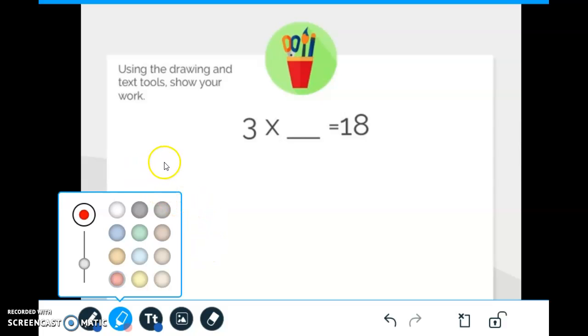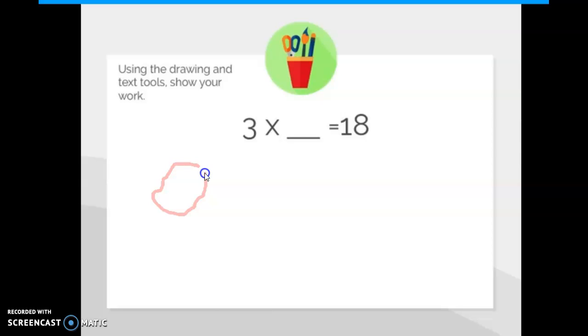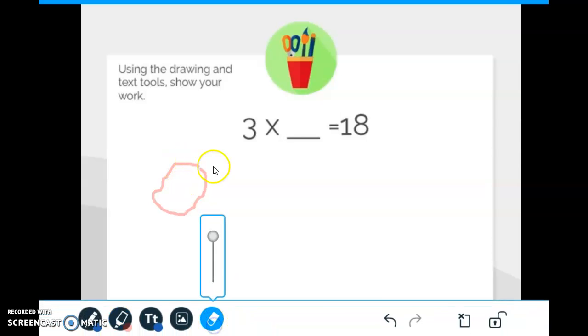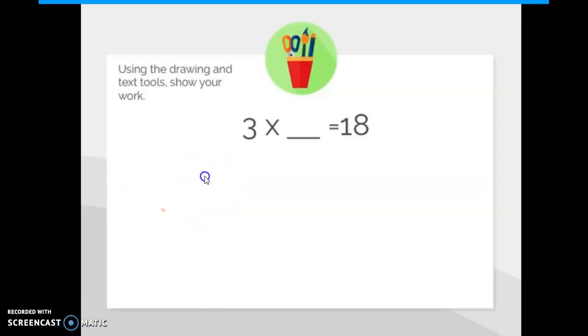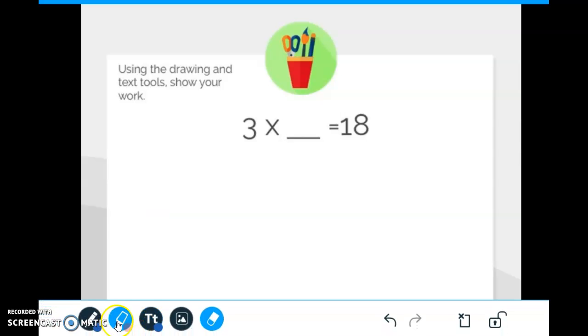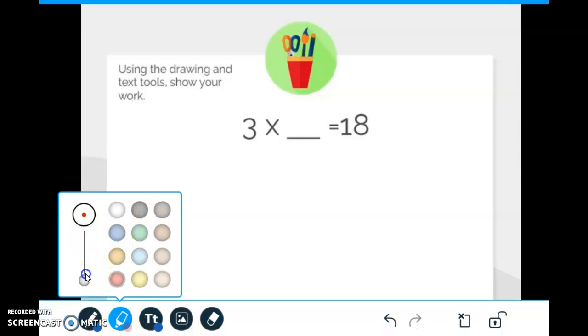So I can do 3 groups. Okay, so I'm going to make 3 groups. 1, oops, make that a little bit bigger. Okay, and if you just scroll your mouse down at the bottom, it'll pop back up so you can choose which one you want. A pencil, a marker, a text box, a picture, and then this is your eraser, okay?